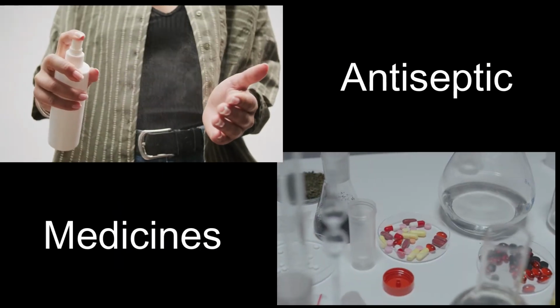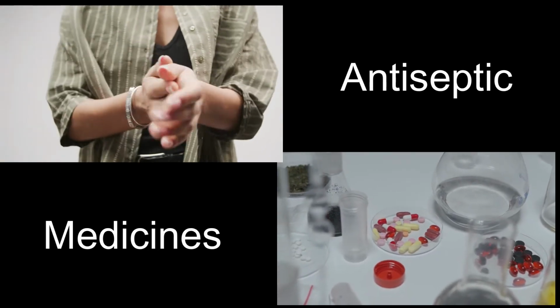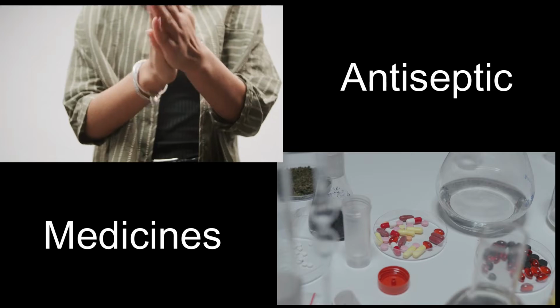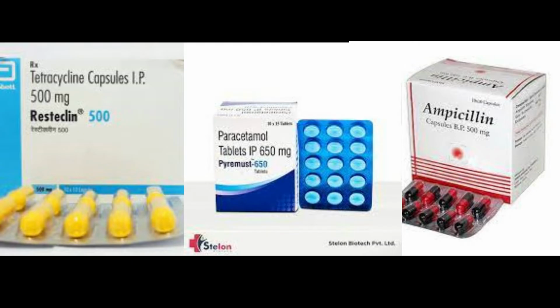3. Medicines. In hospitals, medicines, antiseptics and disinfectants made of chemicals are used for curing patients. For example, medicines like penicillin, tetracycline, ampicillin, paracetamol, aspirin, etc. are used to treat infection.